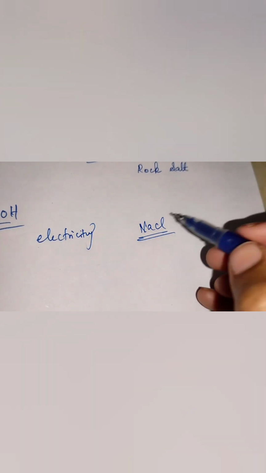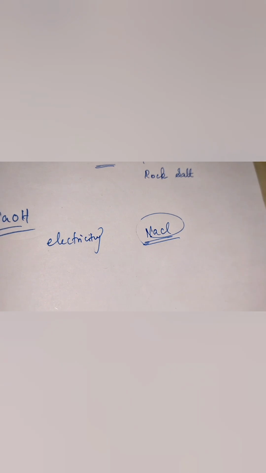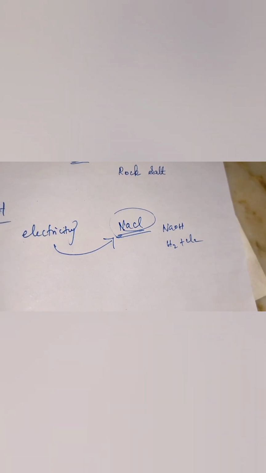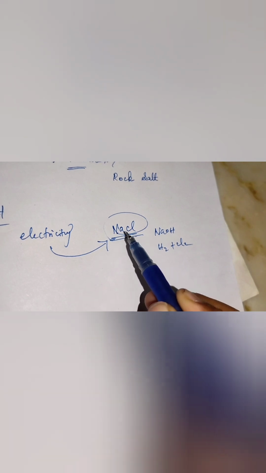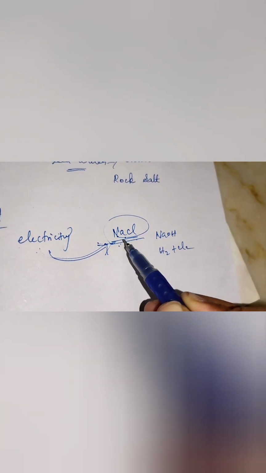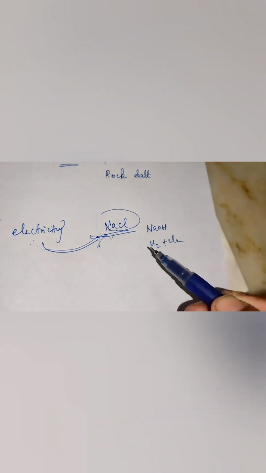We take the sodium chloride in liquid form and pass electricity through it. It is decomposed into sodium hydroxide, hydrogen gas and chlorine gas. So, again I will repeat, we are taking the sodium chloride in liquid form and electricity is passed through it, and it is decomposed into sodium hydroxide, hydrogen gas and chlorine gas. This process is known as the chlor-alkali process.